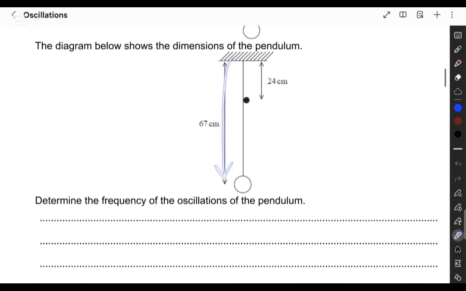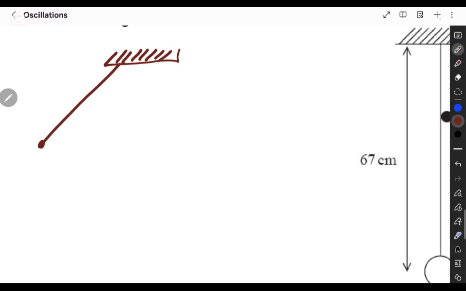They've given us the total length of the thread and the length of the upper area of the thread. Just looking at this, I can also find the length of the lower area of the thread. That's going to be 67 centimeters minus 24 centimeters, which gives me 43 centimeters. So we start from this point, let's call it A, and we move to this point called B. Now our thread is at point B.